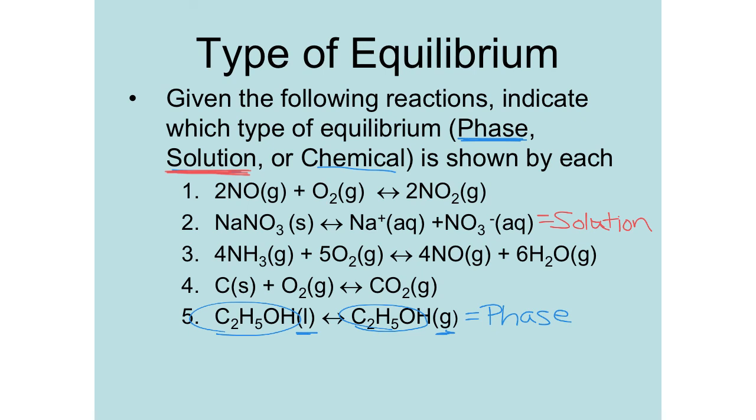And then literally everything else will be chemical. So number 1 is chemical, 3, and 4. Now notice in 4 there is also a change of phase, but the more important thing is that there is the rearrangement of atoms, the changing of the bonding, which signifies that it's chemical.